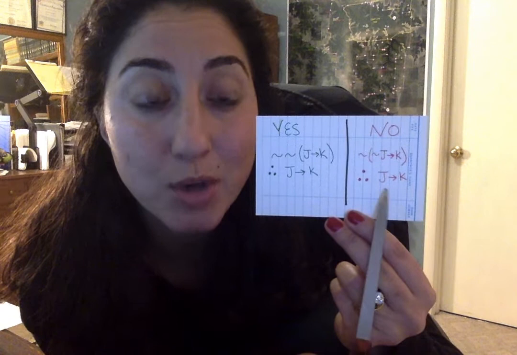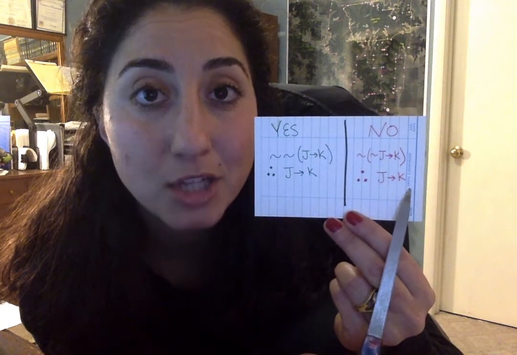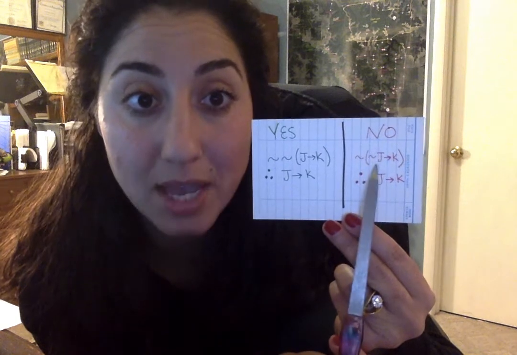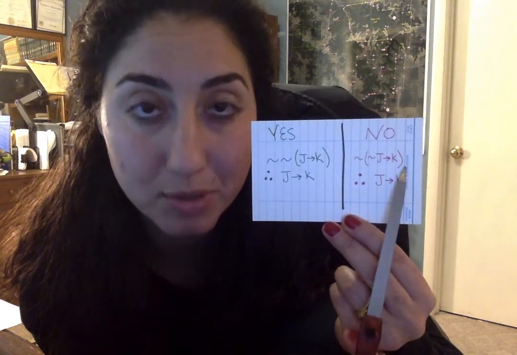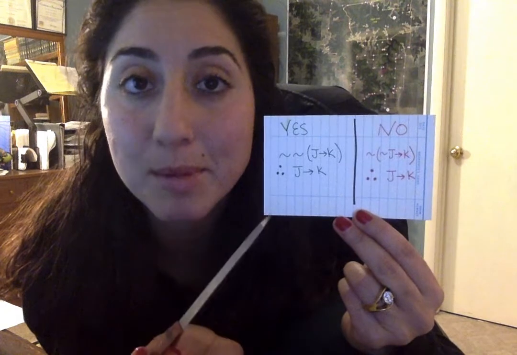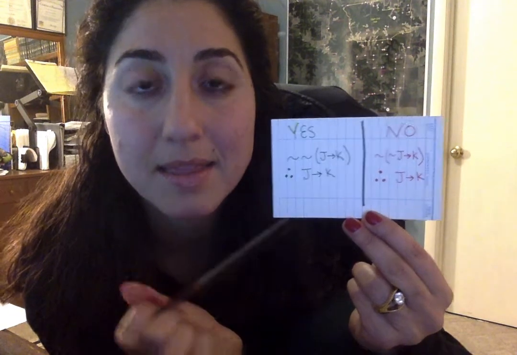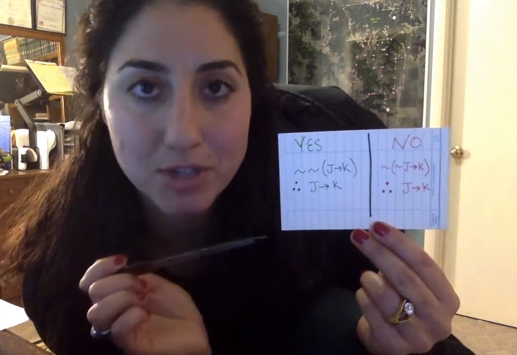Also, you can't go from if J then K to it's not the case that, parentheses, it's not the case that J then K, close parentheses. So you can't add them in random places or deduct them from your idea. They need to be directly one after the other. They need to be a pair, in other words.